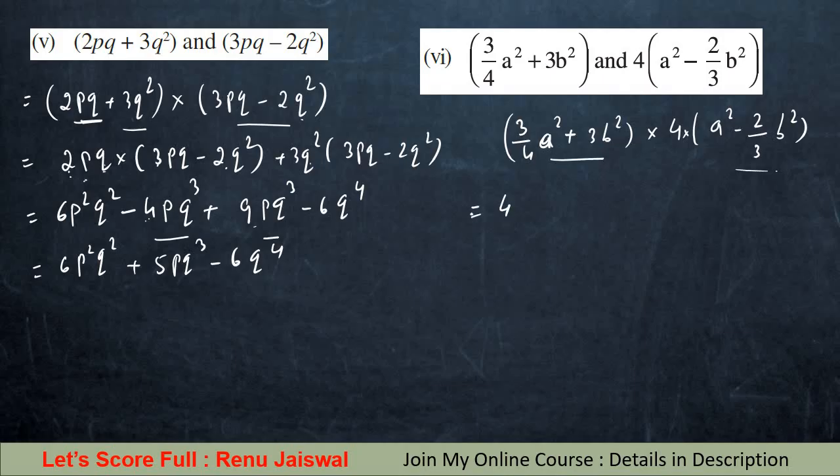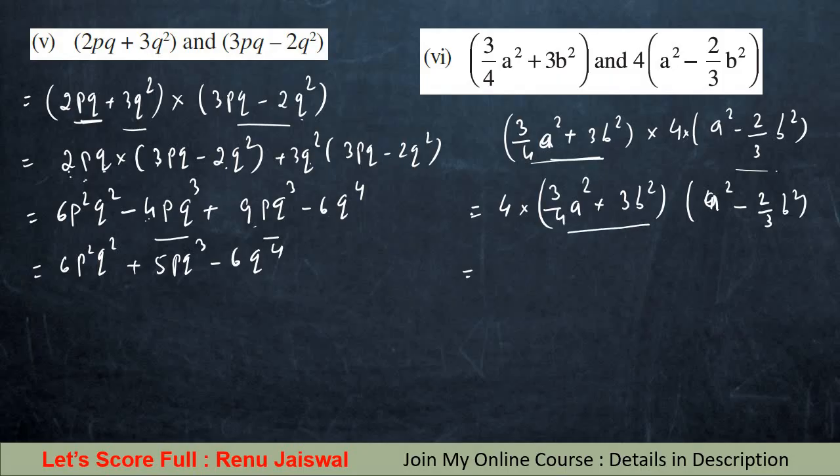So 4 multiplied by this bracket and this bracket, right? So I am writing 4 outside and 3 by 4 a square, 3b square and the second bracket a square minus 2 by 3b square. See, while distributing I distribute brackets, so I need not give this 4 to both of them. Just keep that outside. Now what? The first term, second bracket, 3 by 4 a square and then a square minus 2 by 3b square.